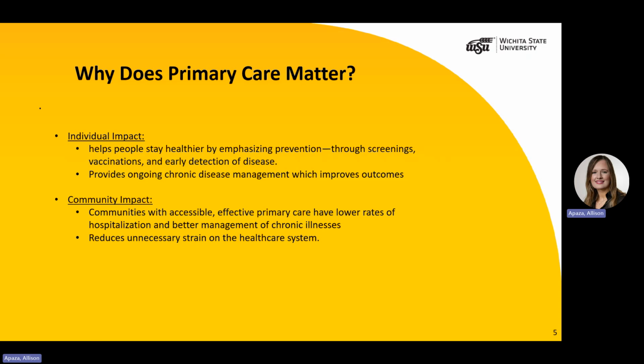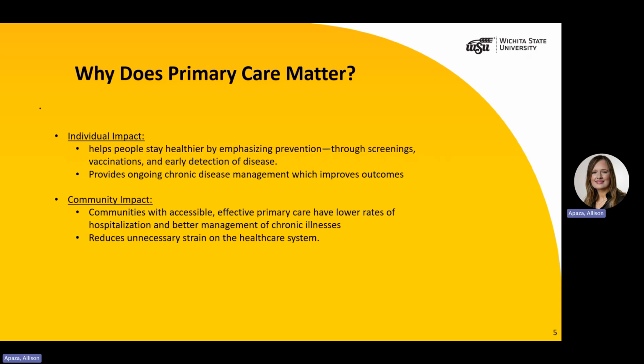For example, managing your high blood pressure in a primary care office is a lot less expensive than treating a stroke in intensive care. In this way, primary care doesn't just improve the quality of life for the patient, but also reduces the burden and unnecessary strain on our healthcare system.